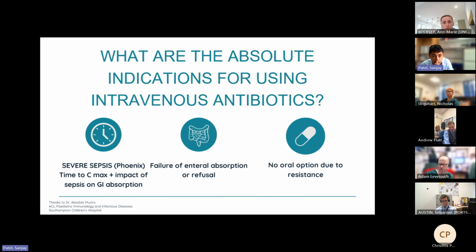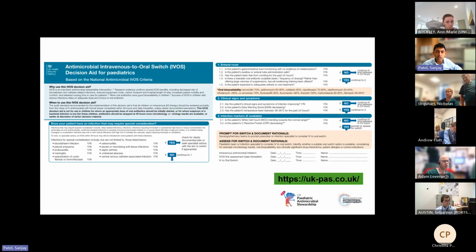I do think there are indications for definitely giving IV antibiotics: sepsis, for the reasons I said. Also, if your gut doesn't work, you want to get it in quick, get it up to high levels quickly. I think if your gut doesn't work, or if there isn't an oral option because you're managing a highly resistant organism like a carbapenem resistant or an ESBL organism that's resistant to Septrin and ciprofloxacin.